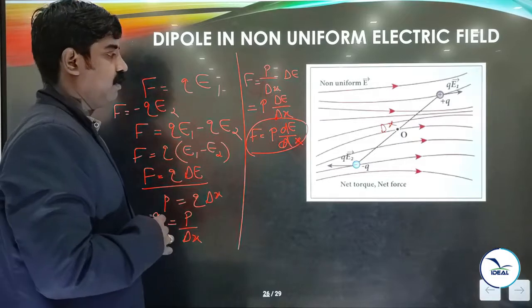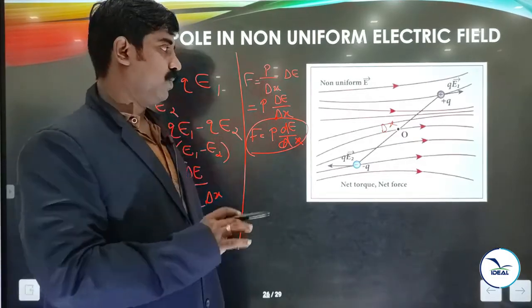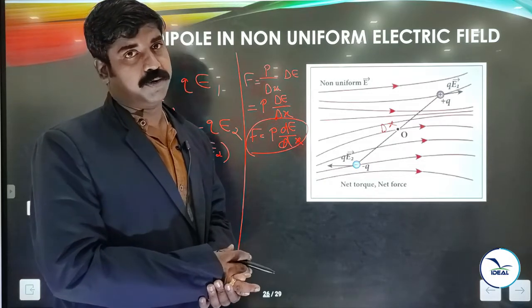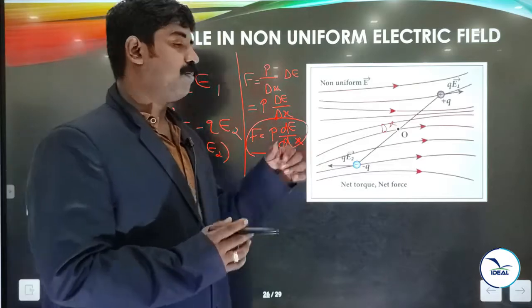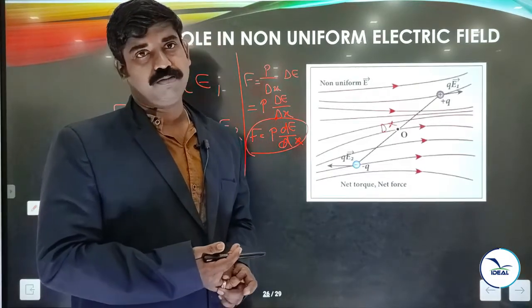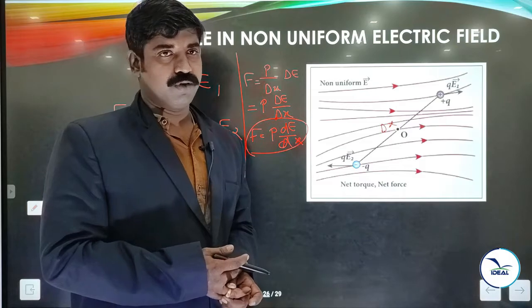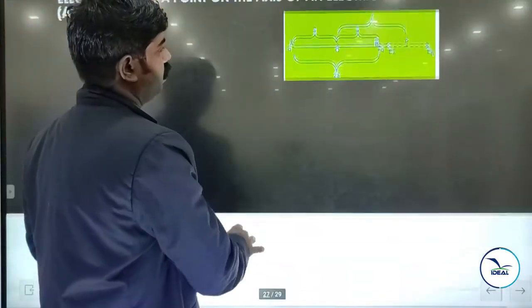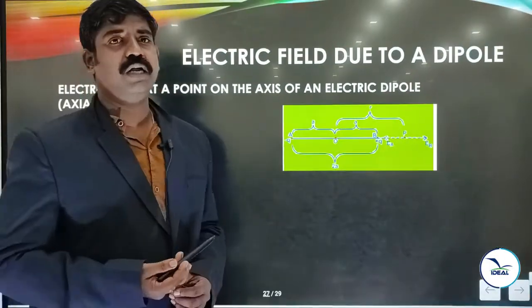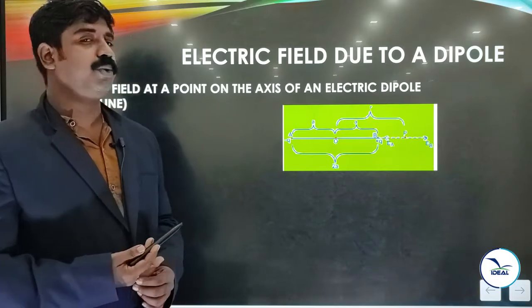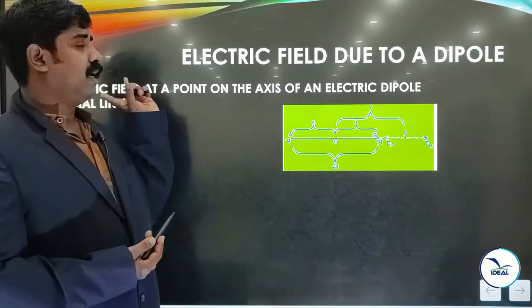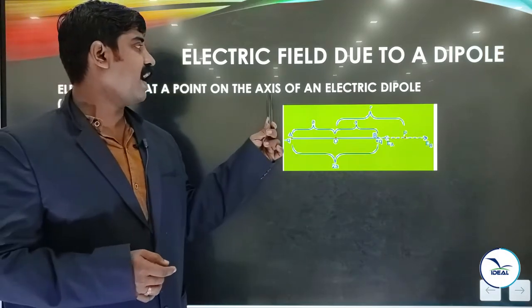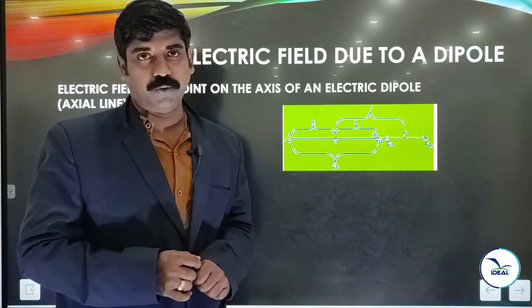So we can say that here force is not 0. So there will be a translation motion, also a rotation motion will be there if a dipole is placed in a non-uniform electric field. Now we can move to the next topic, that is electric field due to a dipole. In that case, we can discuss electric field at a point on an axis of an electric dipole.